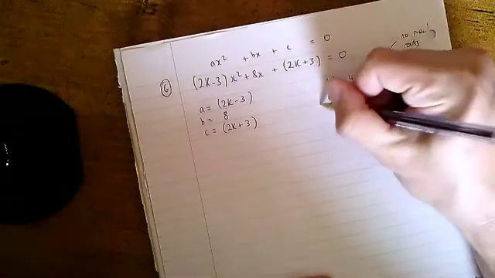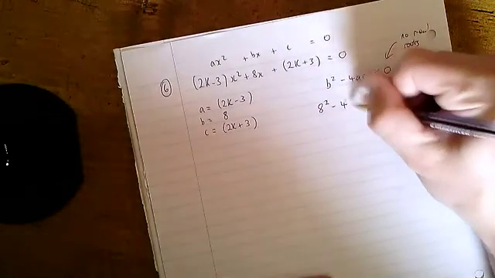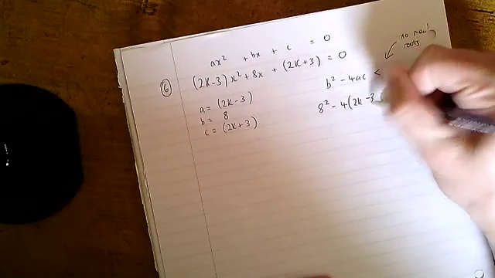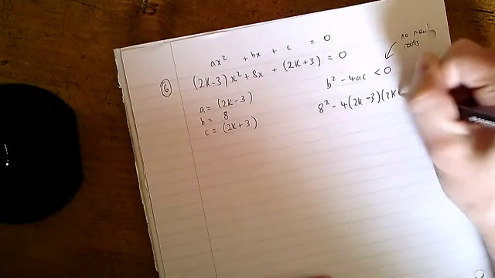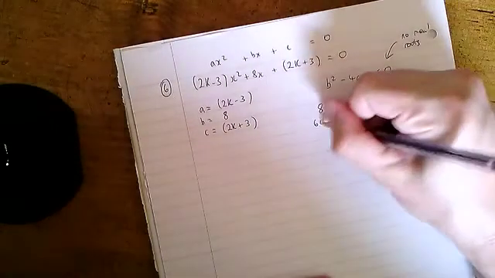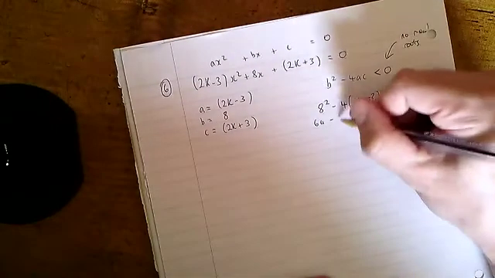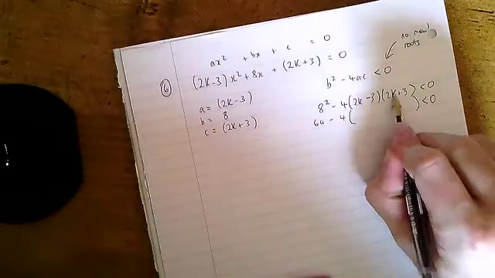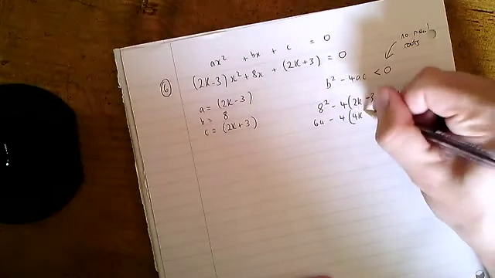So that would be 8 squared minus 4 brackets 2k minus 3 and then 2k plus 3 is less than 0. Okay, so that's going to give me 64 minus, don't do anything with the 4 yet, leave it there for a second. Okay, 2k times 2k would give me 4k squared.